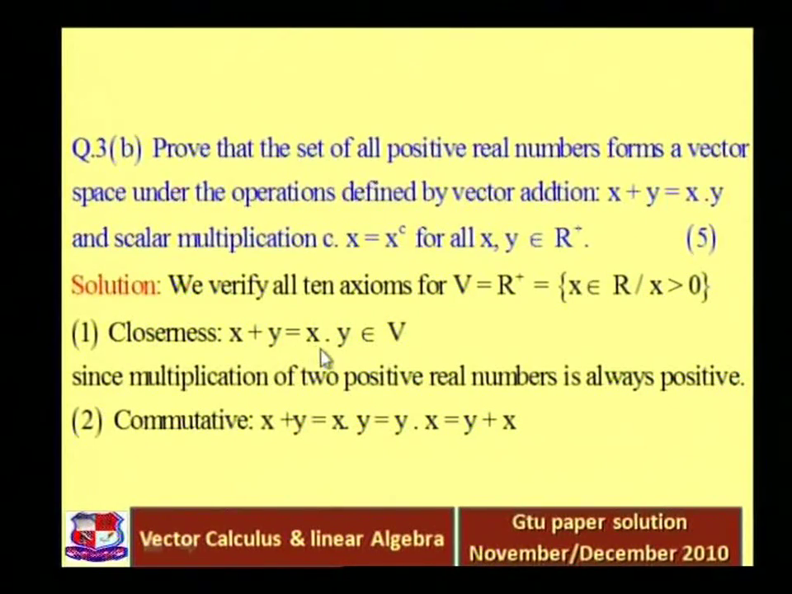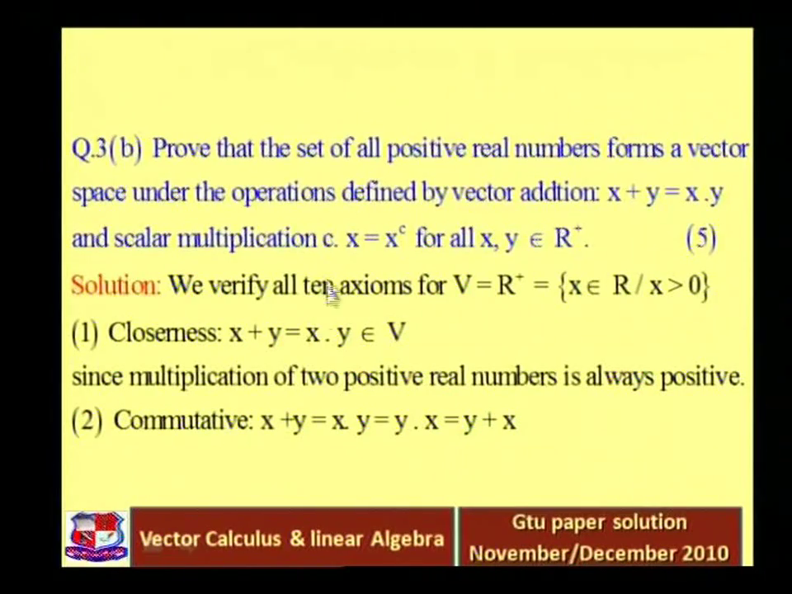Closeness: x plus y, that is equal to x into y, belongs to V. Why does x into y belong to V? Since multiplication of 2 positive real numbers is also positive. Okay, multiplication of any 2 positive real numbers is also positive. Next is commutative law. In commutative, x plus y is equal to y plus x, that we have to prove.